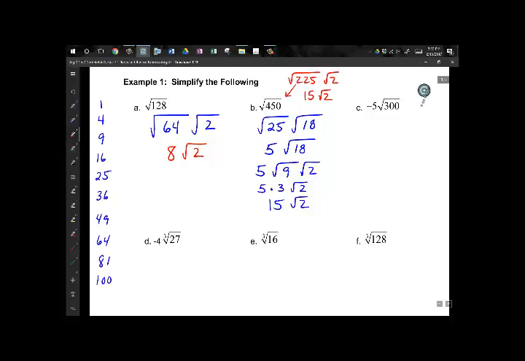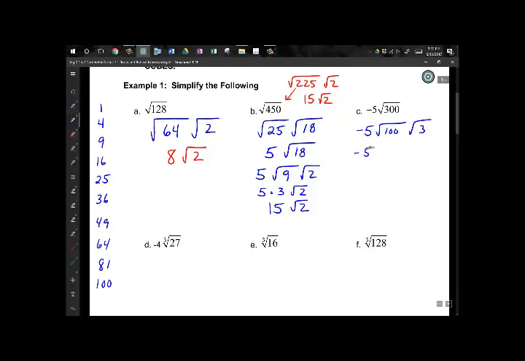Let's look at C. We have the square root of 300 with the negative 5 just being dragged along on the outside. Well, I hope you quickly would realize that that's 100 times 3, so that's negative 5 times 10 times the square root of 3, and my answer is negative 50 square root of 3.